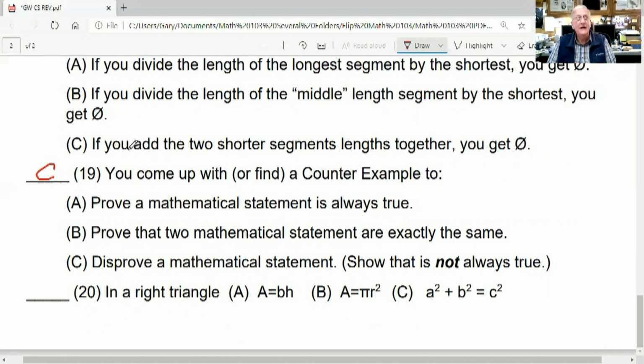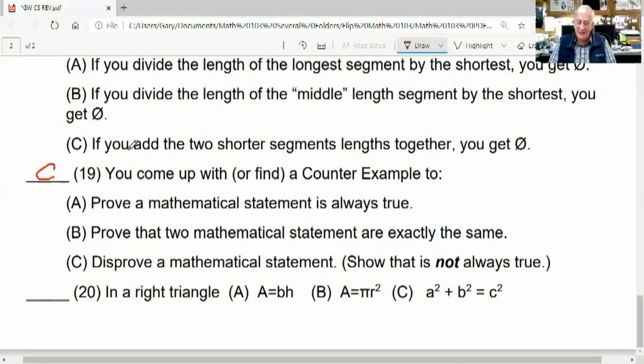Finally, our last question. 20. In a right triangle, the area of it is equal to BH, the base times the height. The area is equal to pi r squared. Or C, a squared plus b squared, the 2 legs, are equal to c squared, the square of the hypotenuse.